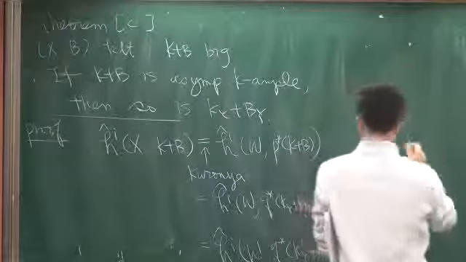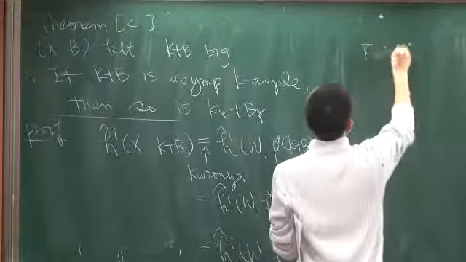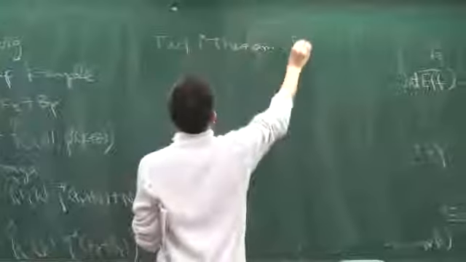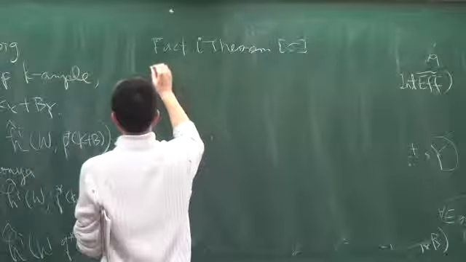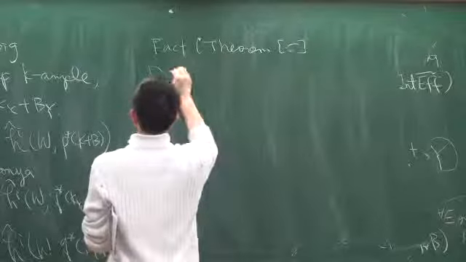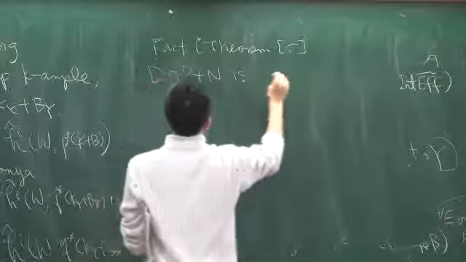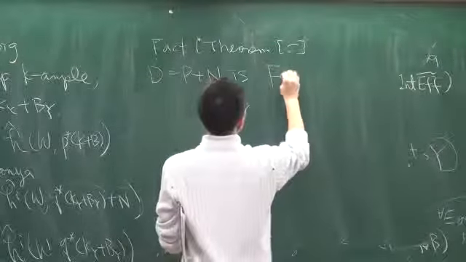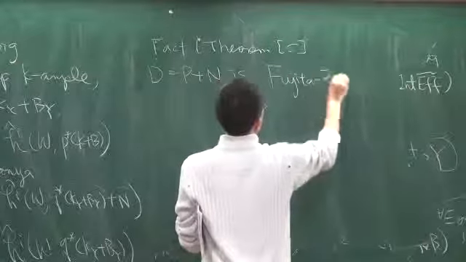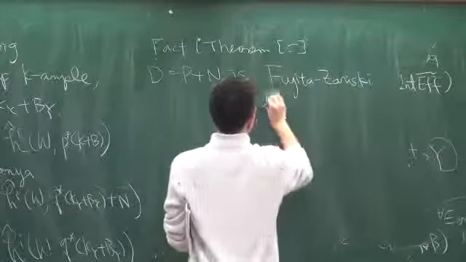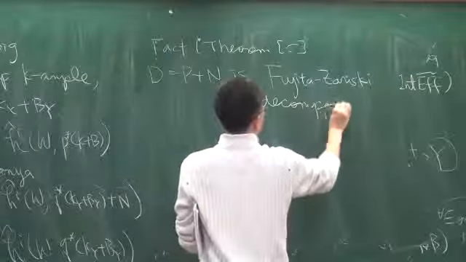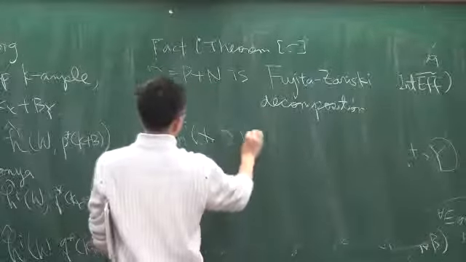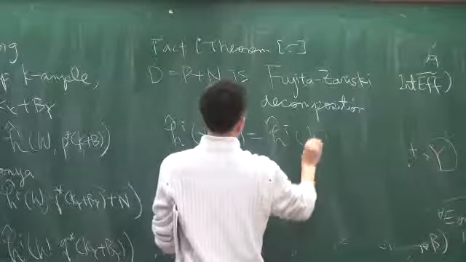This is actually also a theorem by me. And if D plus B plus N is the Fujita Zariski decomposition, it's not the usual Zariski decomposition because the dimension is higher. Then H hat XD is H hat XT.